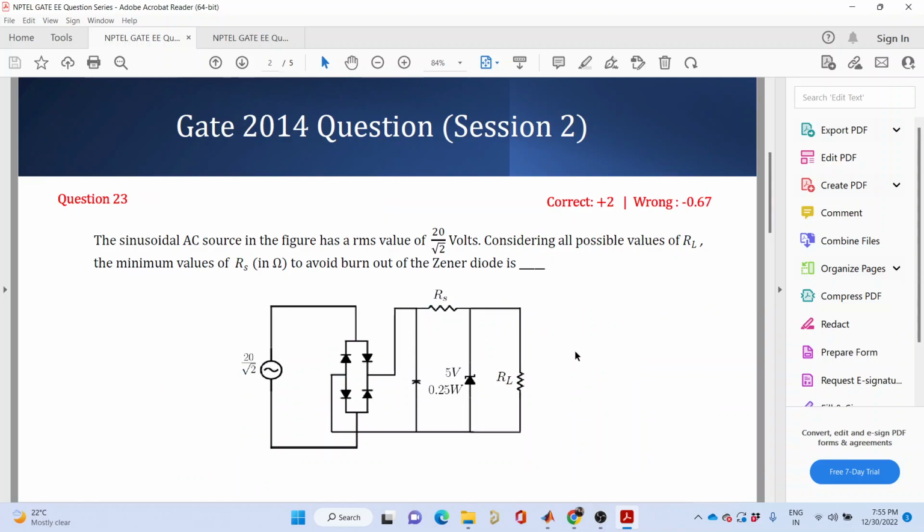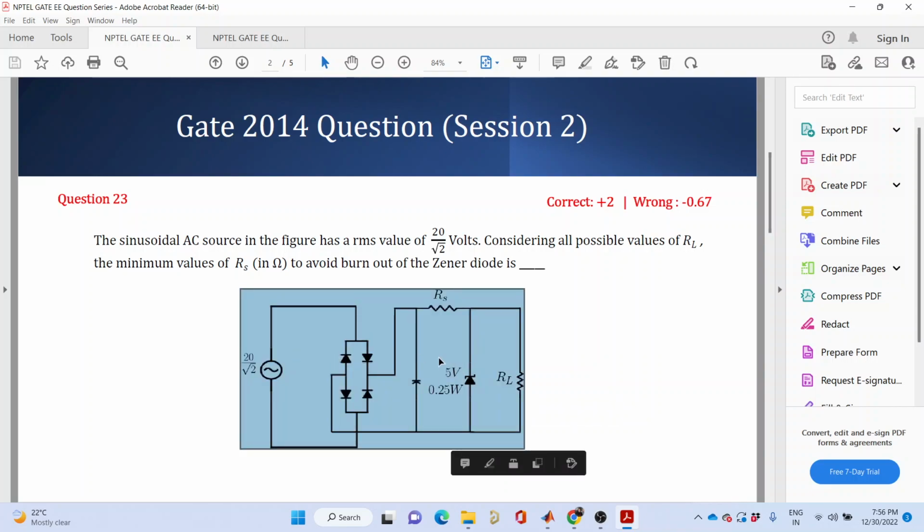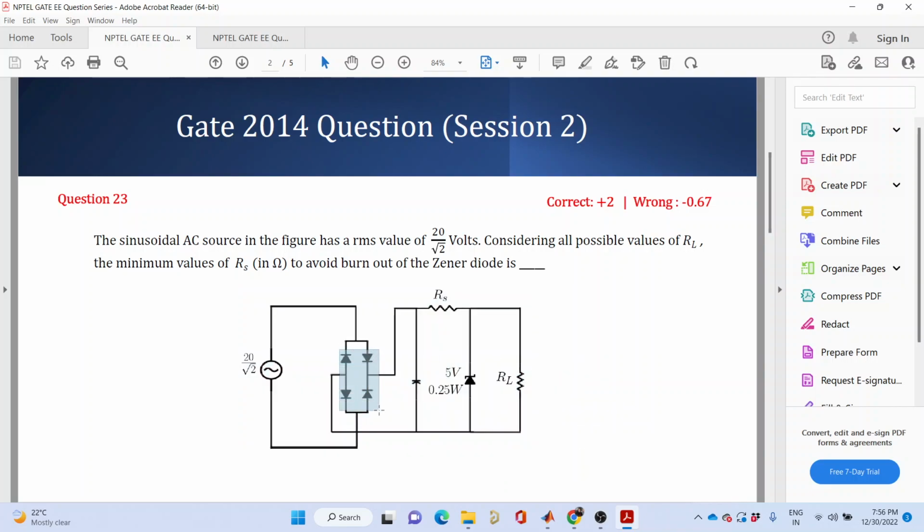So when you are designing a circuit, you must ensure that whatever components you are using, maybe the diodes, these power diodes that I am showing with my cursor, and the Zener diode, shouldn't burn out, even under worst case conditions. In the question, it has been specified that they are concerned only about this Zener diode. What about these diodes over here?